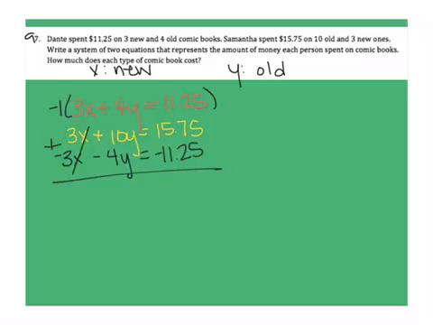My x's cancel. I get 6y is going to equal 4.5. Solve for y now, so divide by 6. So y is going to equal 0.75.